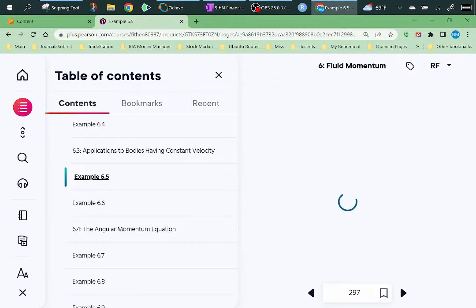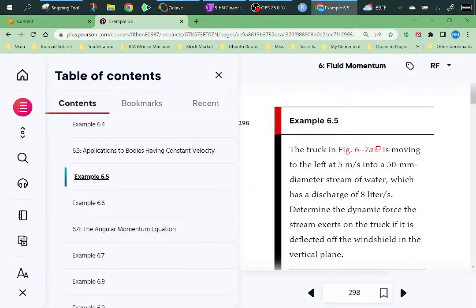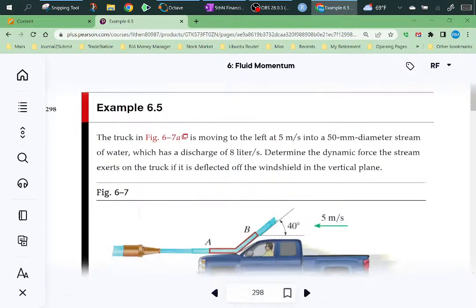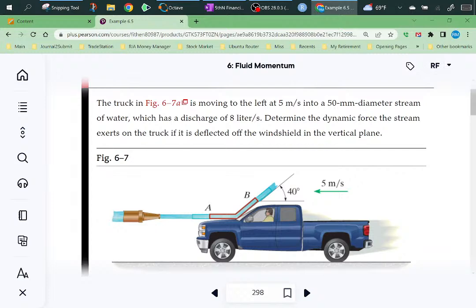Okay, let's look at his example. It has two examples. They're probably fairly simple. A truck is moving to the left at 5 meters per second into a 50 millimeter diameter stream of water, which has a discharge of 8 liters per second. Determine the dynamic force of the stream exerted on the truck if it's deflected off the windshield in a vertical plane. So 40 degrees, 5 meters per second.